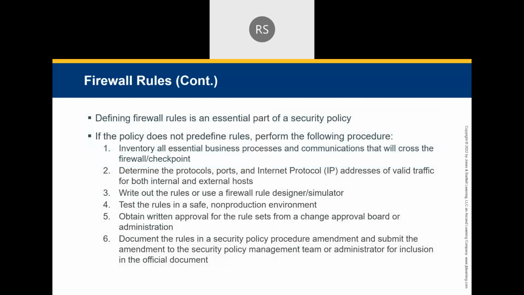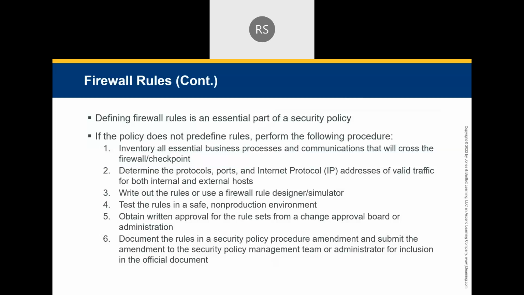You want to define the protocols, ports, and IP addresses associated with valid traffic for both internal and external hosts. This clearly outlines the parameters for legitimate communications, so you can create precise and effective rules. You will draft the firewall rules based on the determined parameters. You want to test the rules in a safe environment. Before you put them out in a production environment, you want to test the defined rules in a non-production environment. That ensures that the rules effectively control traffic while still allowing essential communication.